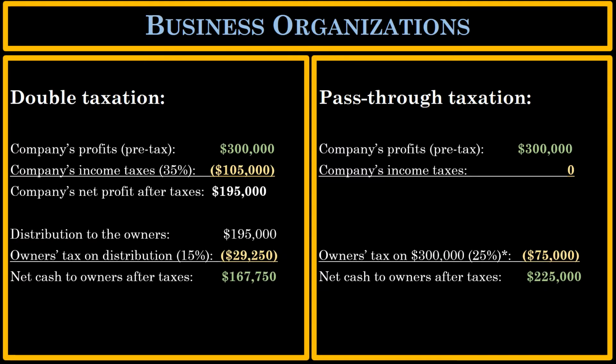In the pass-through taxation regime, we wouldn't be paying tax at the company level. The owners would be paying tax on the company's profits, whether or not the company actually made a distribution, mind you. And they would not be paying taxes based on the dividend tax rate of 15%. The owners would be paying tax on the income based on their income tax bracket. So let's say that our owners are in an income tax bracket of 25%. That means they would be paying $75,000 in taxes, which means the net cash to owners after the income taxes would be $225,000. So at least in this example with these assumptions, pass-through taxation saves the owners a lot of money.